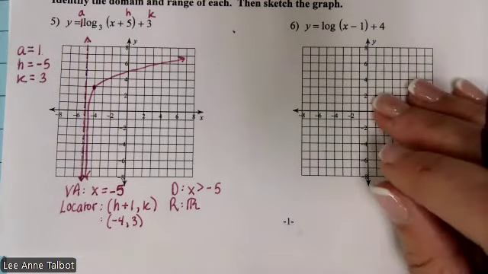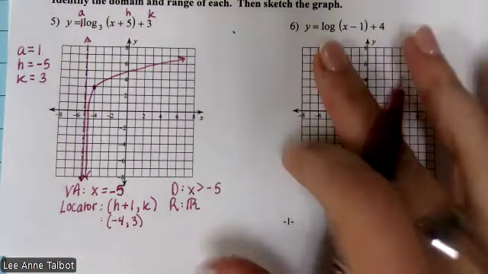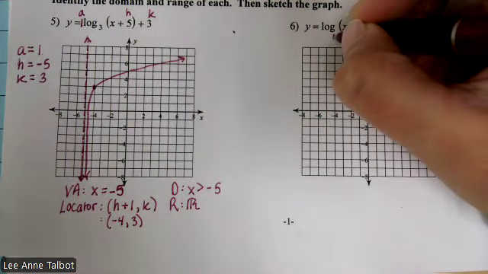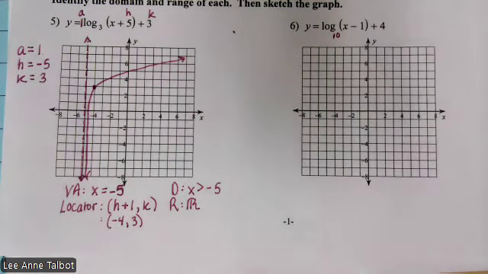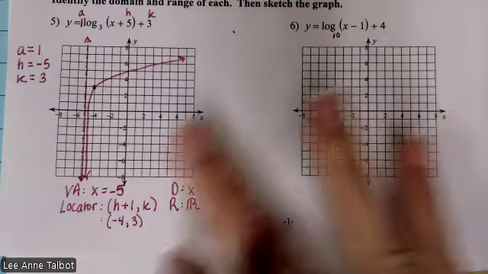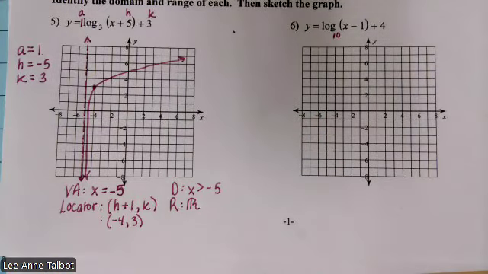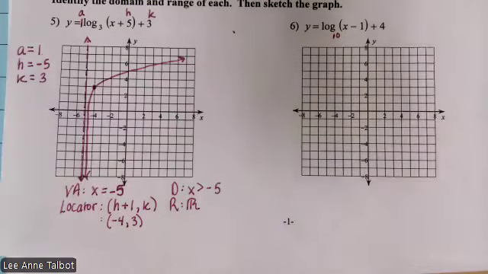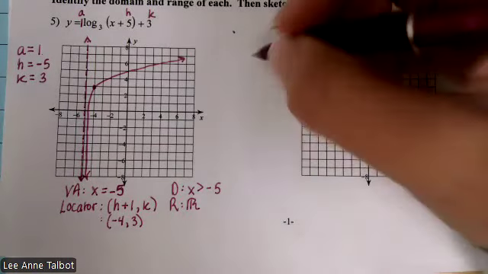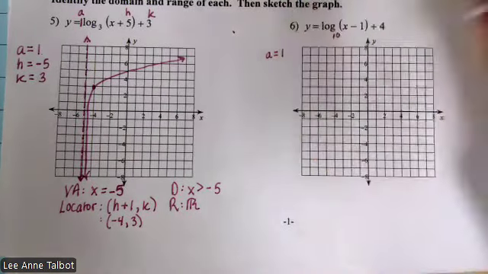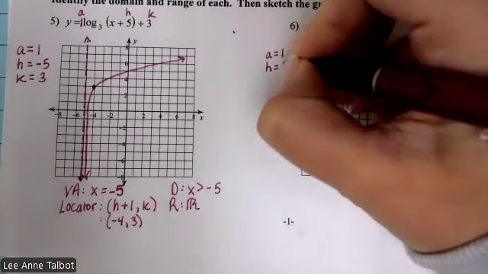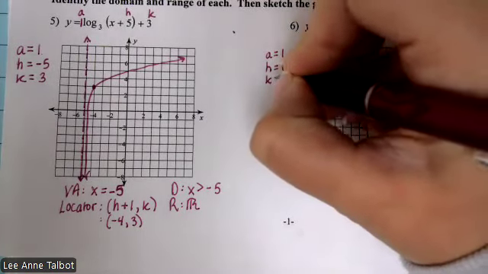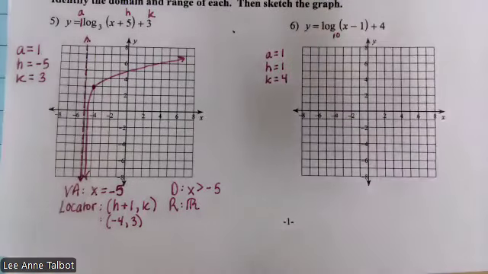All right, let's do number 6. From yesterday, we learned a little thing. If there's no base on your log, put a little baby 10 there. It's not actually going to affect this problem at all, but just get in the habit of putting a little 10 there for a while until you're really super used to that it's log base 10. Okay, so A equals 1, H equals 1, K equals 4.